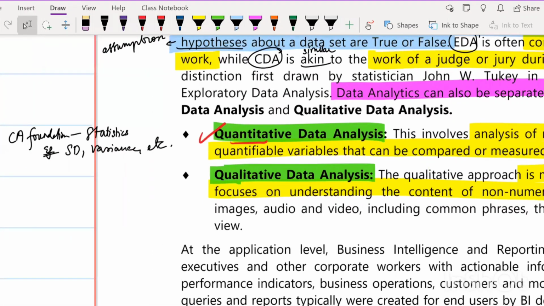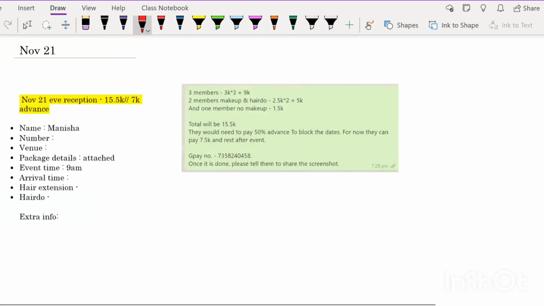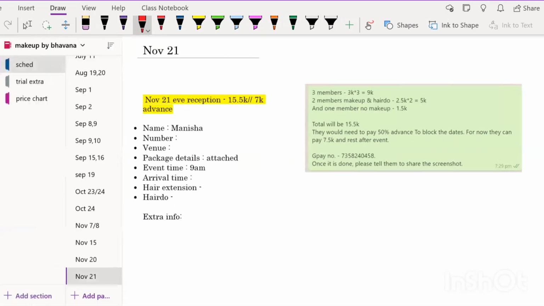For example, in CA Foundation you would have studied statistics and all, right? So in that, standard deviation, variance, these statistical procedures.